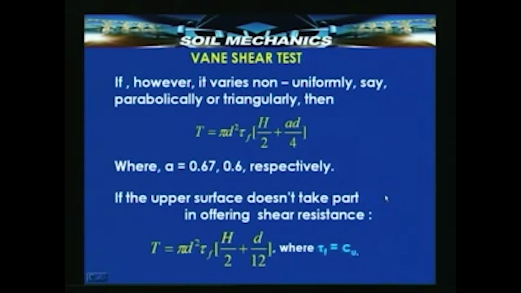If the upper surface does not take part in offering shear resistance, that is if the vane is not pushed completely into the soil, then the torque will only have d by 12, because the contribution from the bottom surface only will be there, the contribution of the top surface will not be there. And in all these, tau f is the unknown, and that is what we determine from knowing the torque and this expression and all the geometry of the vane, and that is what is equal to the undrained cohesion of the soil.